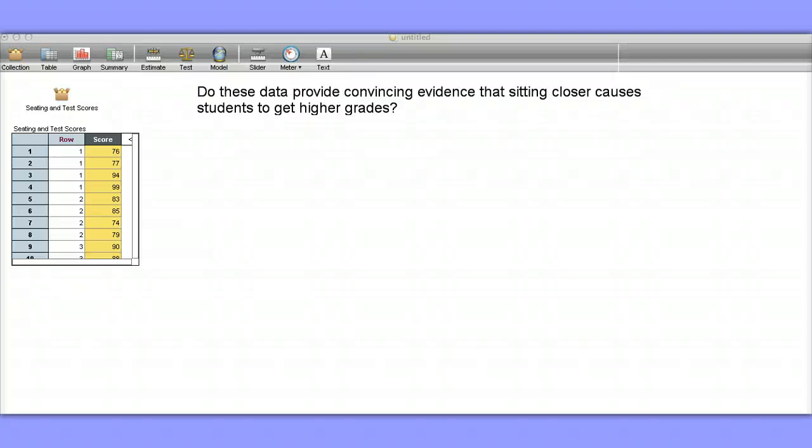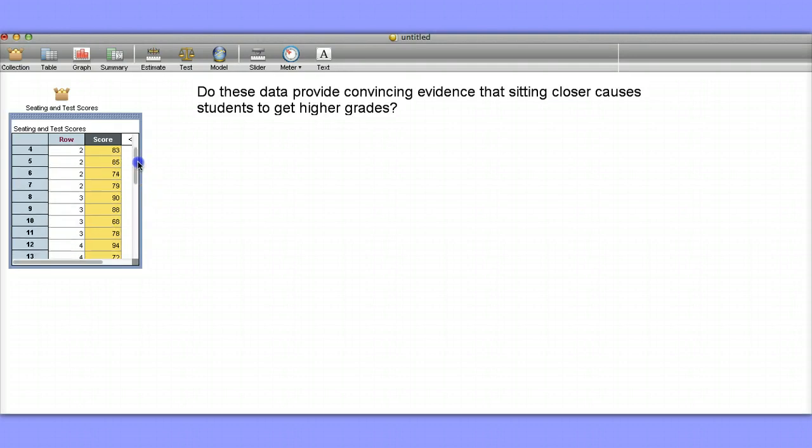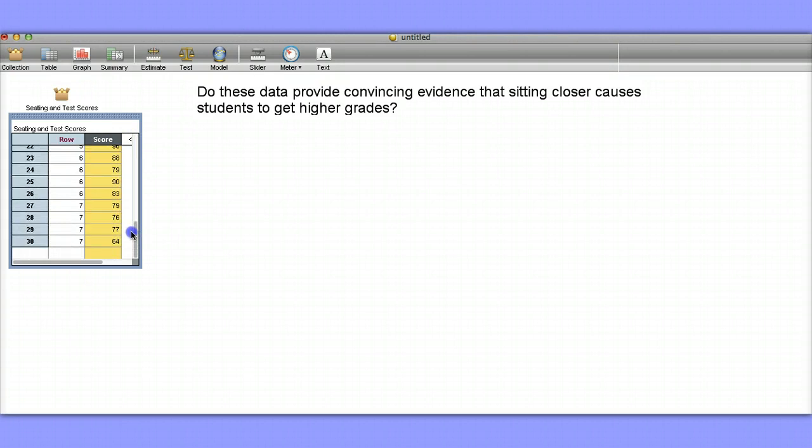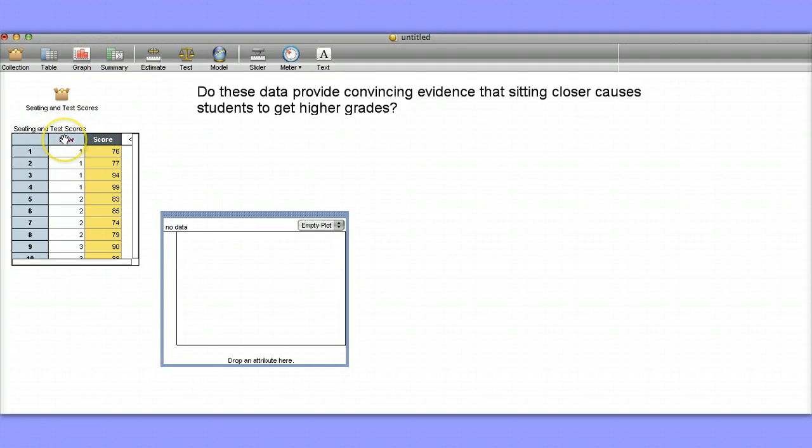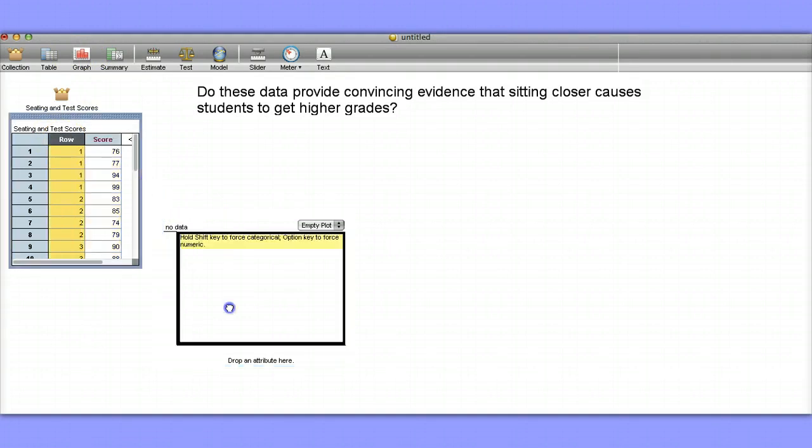Let's use Fathom to take a look at some data that we've already taken a look at in class. Here we have 30 students, and we have the rows that they are seated in along with their test score, and we're wondering if these data provide convincing evidence that sitting closer causes students to get higher grades. The students are randomly assigned to sit in a particular row.